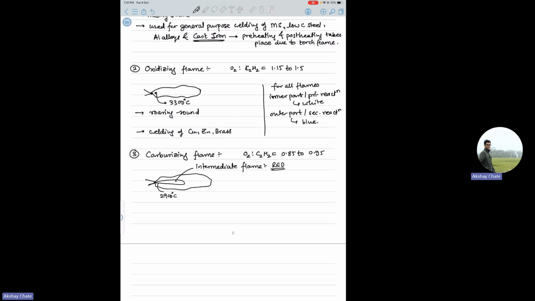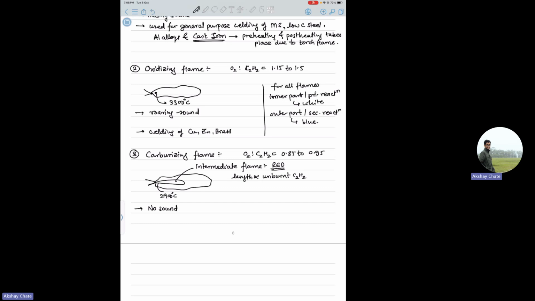It makes no sound. When you have a carburizing flame, you will not have any significant sound. It's very quiet. And the length of this red flame is directly proportional to the unburned C2H2. So if you have a higher C2H2 concentration, then the red flame will be longer.